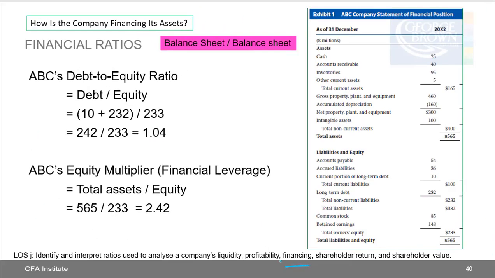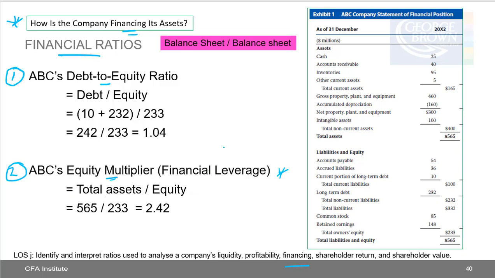Now we're moving on to the financing ratios, or financial ratios. Recall the question is, how is the company financing its assets? There are two ratios on this slide. One is the debt to equity ratio, and you can see the numerator is debt and the denominator is equity. The second ratio is ABC's equity multiplier, and this is a measure of financial leverage. You can see the numerator is total assets and the denominator again is equity.